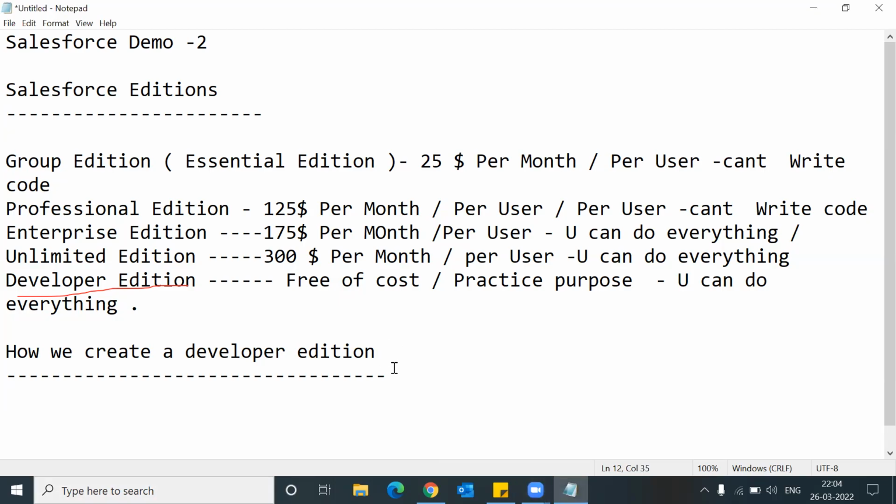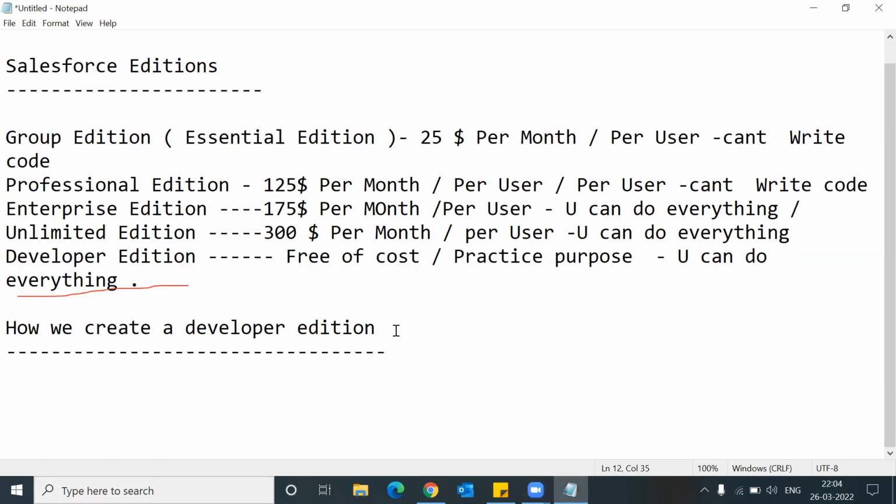So how can we create a developer account? Simple. Suppose you are giving an interview, and the interviewer asks you, please open your developer account and write a code or create some functionality. You will not use the company edition for that, so you open the developer edition. Developer edition and developer account are both the same.